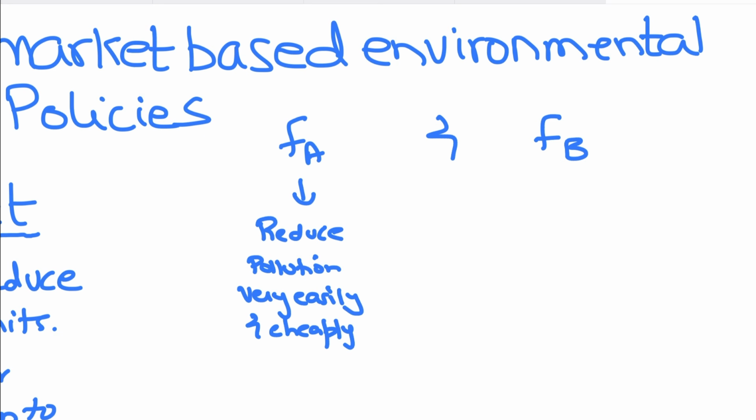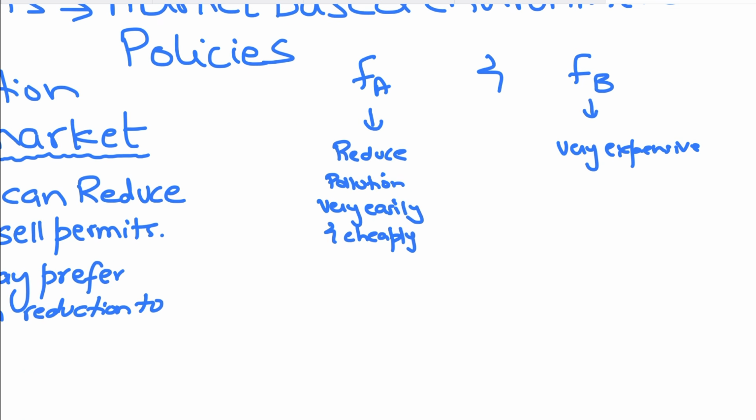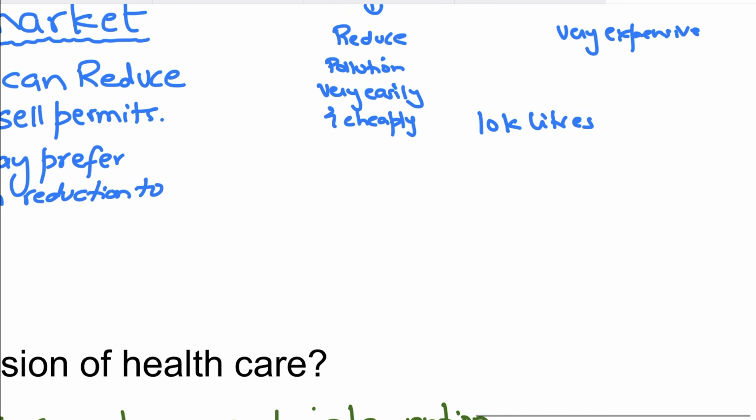So for factory A, it's easy to reduce pollution easily and cheaply, while factory B finds reducing pollution very expensive, so it can't really reduce pollution to 10,000, while factory A can reduce pollution to less than 10,000 very easily. And each factory, let's say, is allowed to pollute 10,000 liters, right? So that's like a permit. You're permitted to pollute 10,000 liters, right?